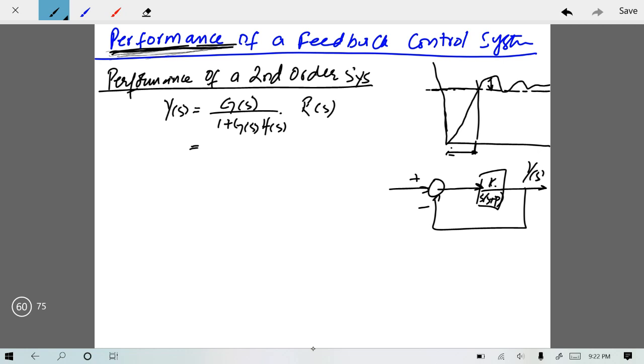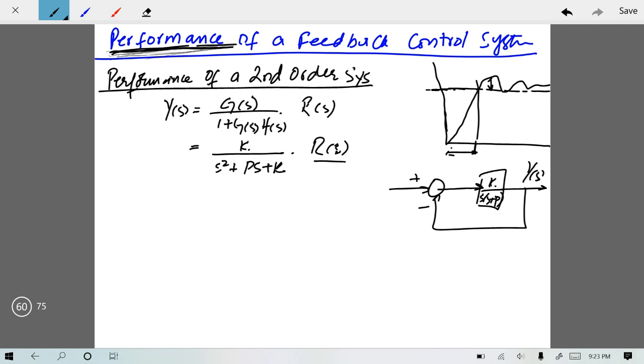So for this specific system, putting k over s into s plus p in place of g of s, it will turn out to be k over s square plus ps plus k, into r of s. Now this k can be different, and this r of s can be different in case of different test inputs, or in case of step, ramp, or parabolic inputs.